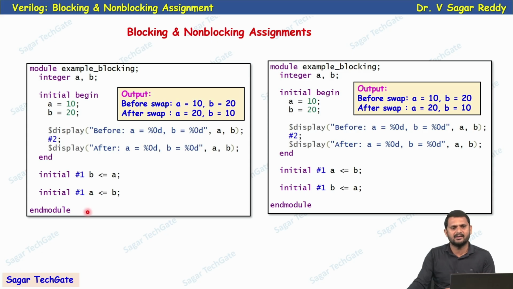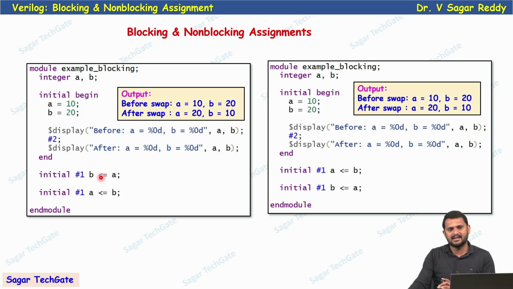Now see, for example, I'll try to explain this concept with this program. First A equals 10, B equals 20. So now I'm displaying the values. Before swap A equals 10 and B equals 20. Now I'll wait for a 2 time unit delay. By that time, the other initial block is waiting. Okay, here 1 time delay completed.